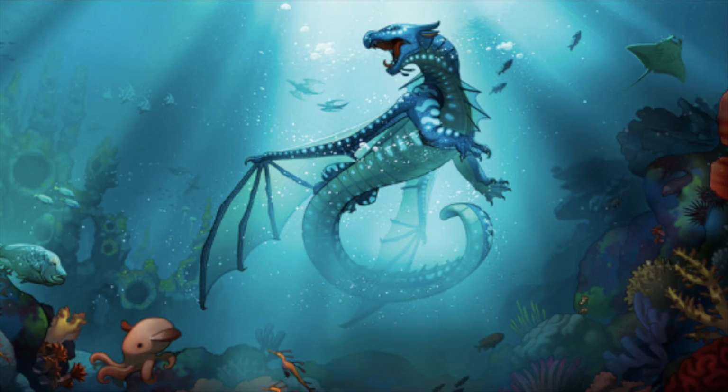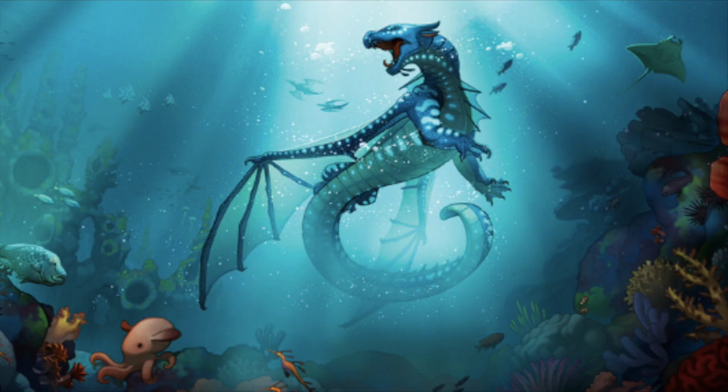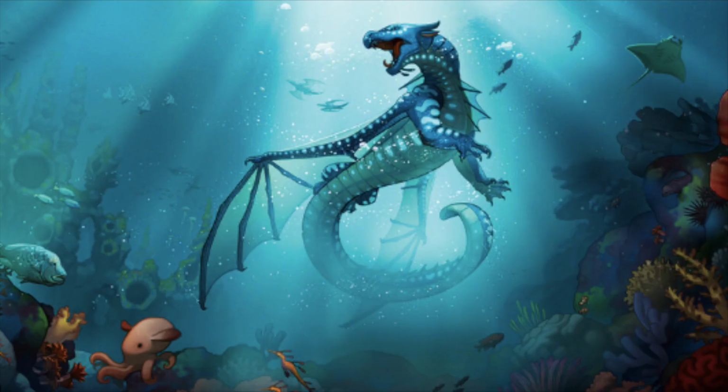However, her actions are clearly evil, but her motives seem mostly fair. She prioritizes keeping her daughters safe, working to win the war, writing scrolls, and keeping the Sea-Wing tribe safe as a whole, even at the expense of a few low-ranked dragons here and there. Unfortunately for her, being a villain only requires evil actions or motives, and Coral certainly checks out.